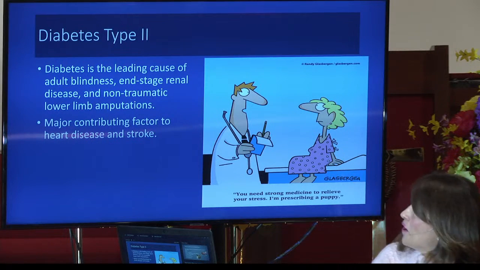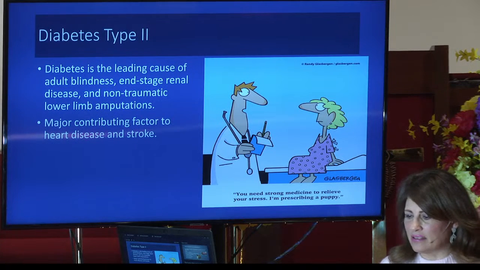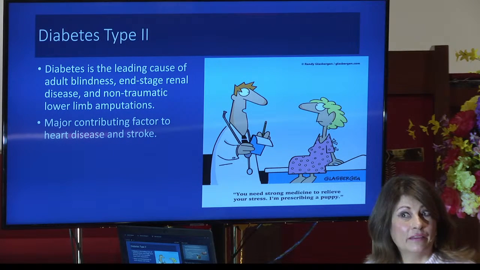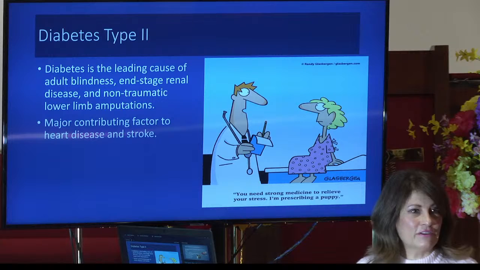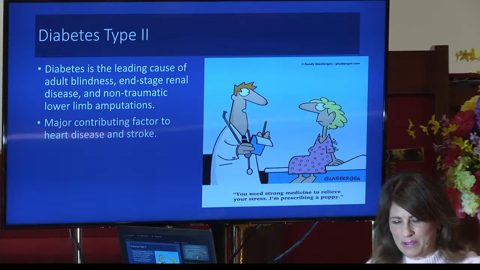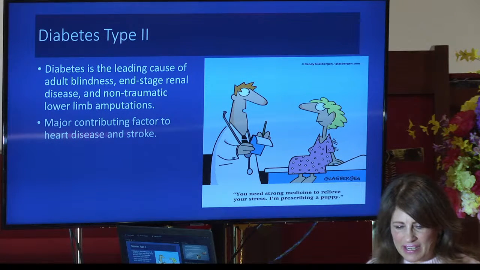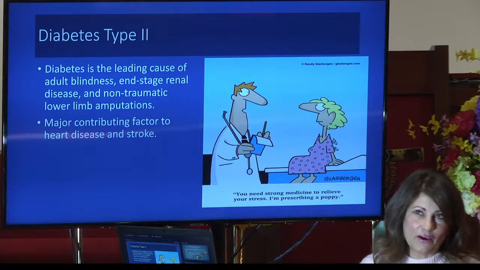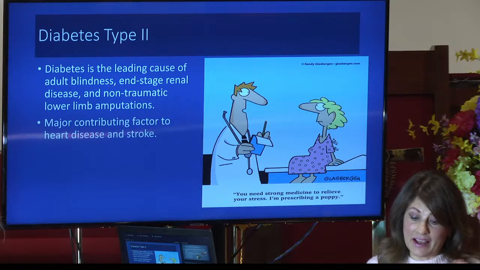It says, you need strong medicine to relieve your stress. I'm prescribing a puppy. So all you out there, you have a lot of stress? I have our puppy friends. There's Mary over there with the puppies. She understands. We use our puppies. They're a blessing to us and us to them.